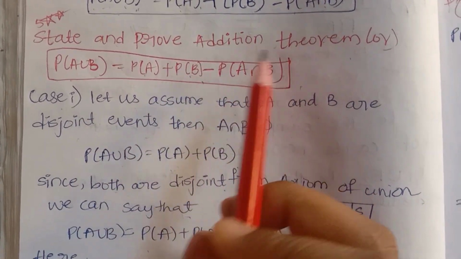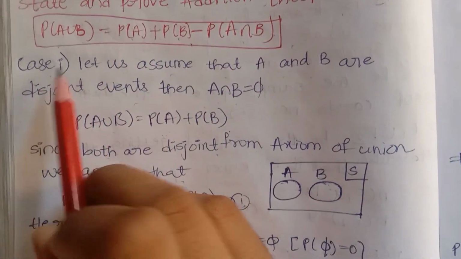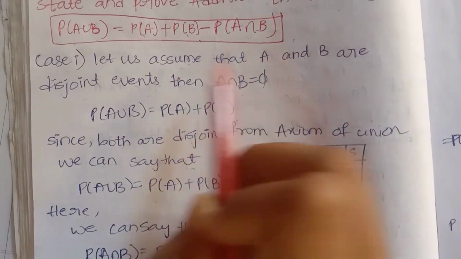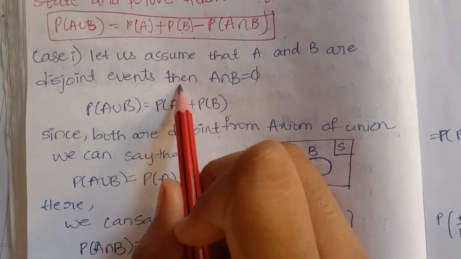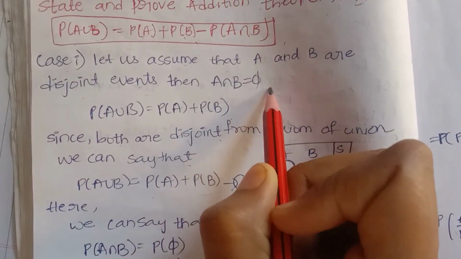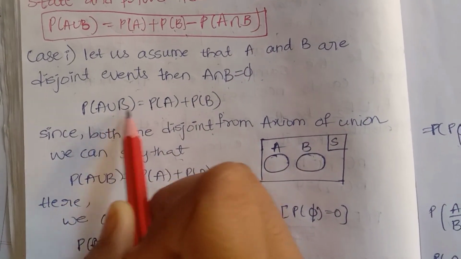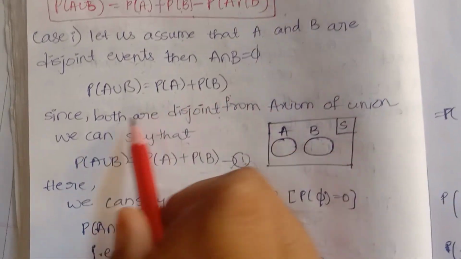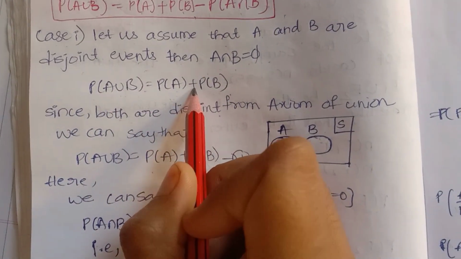Addition theorem is proved in 2 cases. In the first case, let us assume that A and B are disjoint events. Then A intersection B equals phi. P of A union B equals probability of A plus probability of B. Union means we need to take addition.